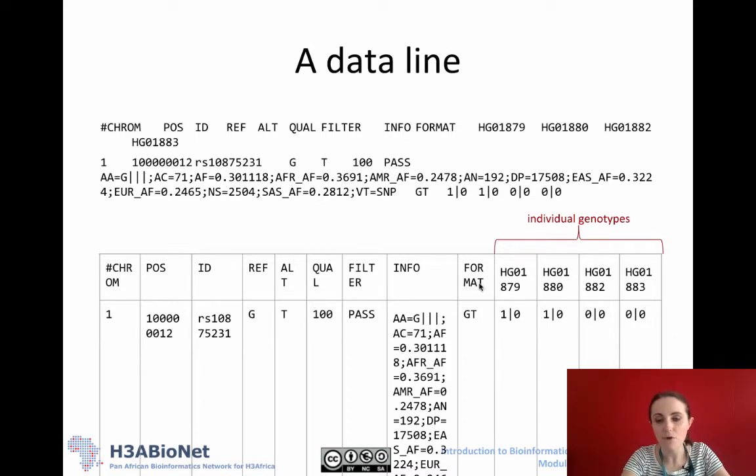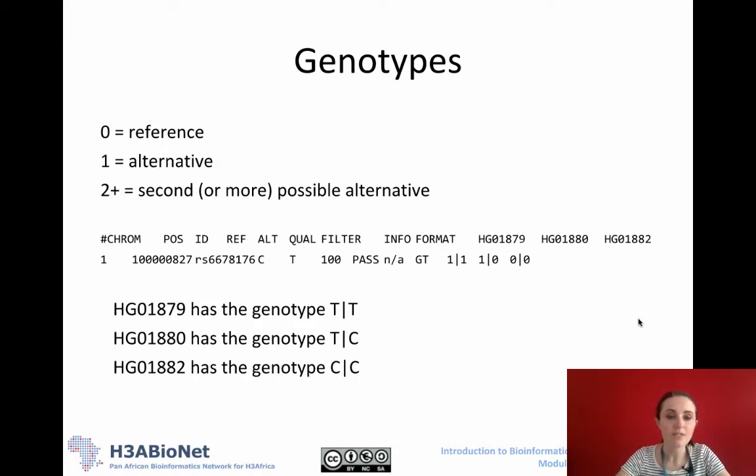And then we have a FORMAT column which says GT, which stands for genotypes. And this is followed by identifiers for individuals. This comes from 1000 Genomes, so these are the 1000 Genomes identifiers, and it tells us what genotype these individuals have at this particular locus. The genotypes are given in the format 0 means reference, 1 means the first alternative, and then 2 or more means the second or more possible alternatives.